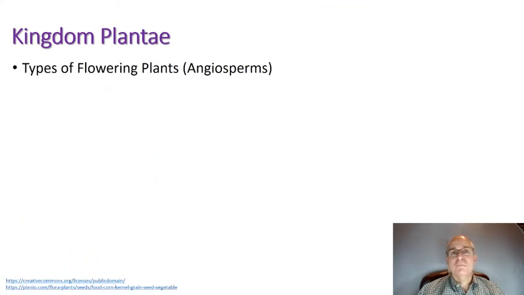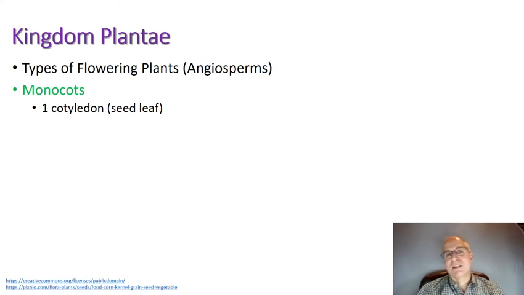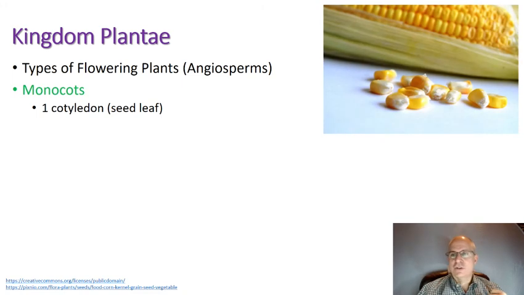So there are two major types of flowering plants, or angiosperms. The first of which are called the monocots. And if you look at the prefix mono, mono means one. So monocots are plants that have one cotyledon, or one seed leaf, and I'll talk about that in a moment. Actually, I'll show you a picture.